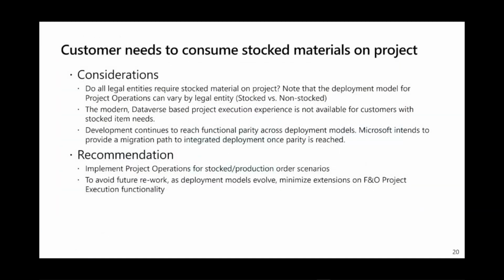All right. Now that we understand the architecture, let's start with a central scenario that we've already touched on. If you use the deployment wizard, you are now aware that a requirement for stocked materials on projects directs you to the stocked or production order deployment type. And the names we've given those deployment types explain why quite clearly. The stocked product consumption or project production orders are only supported via the standalone finance and operations project management and accounting module today, not the integrated or the customer engagement only deployment types.